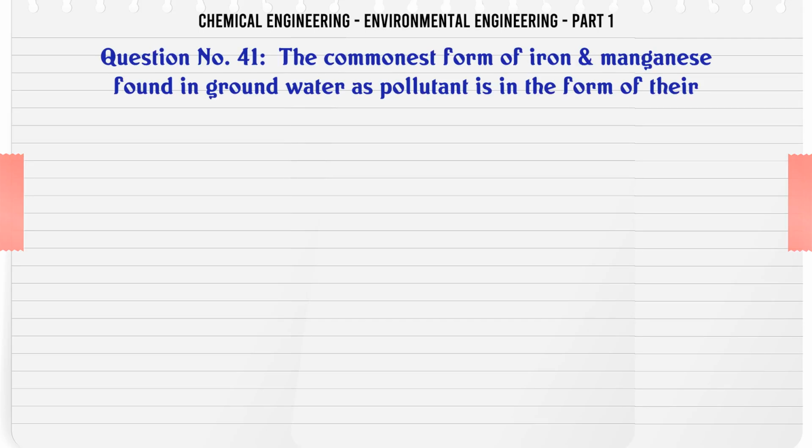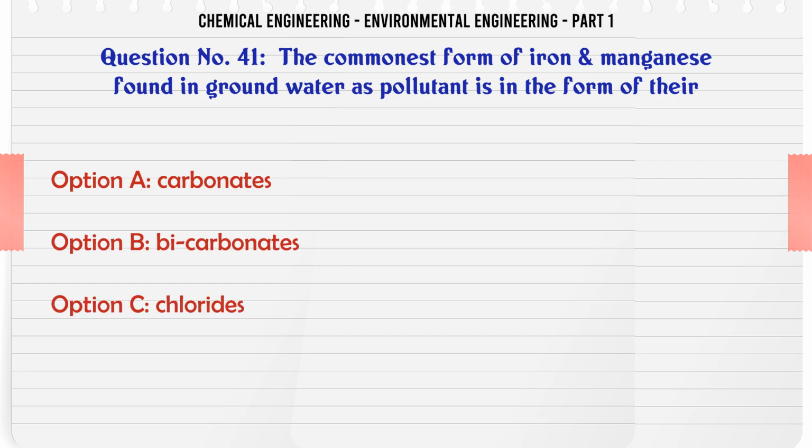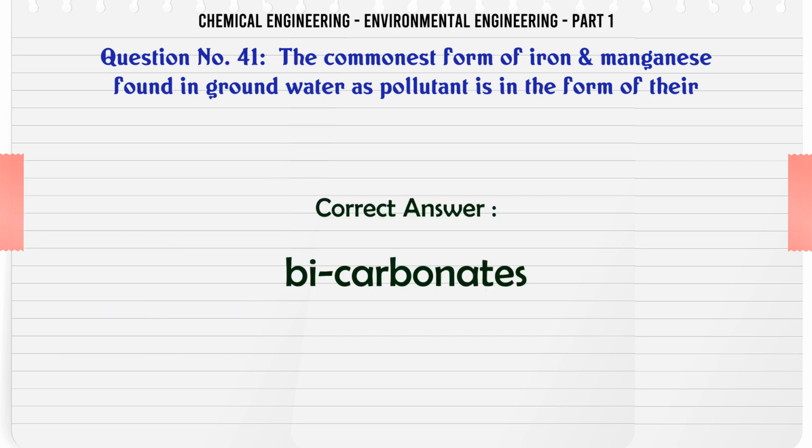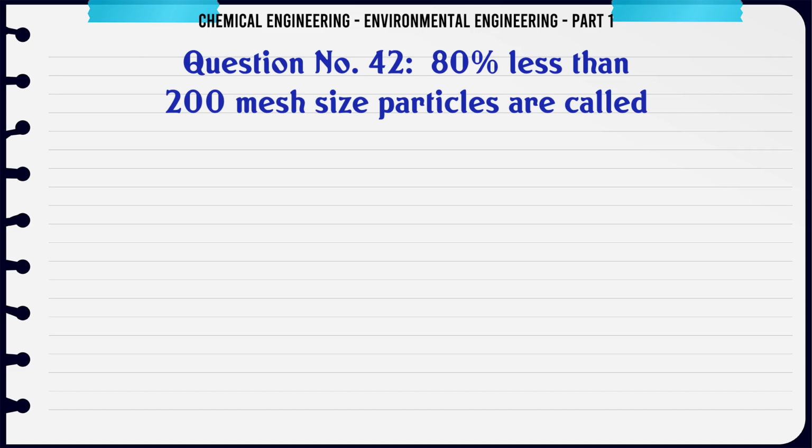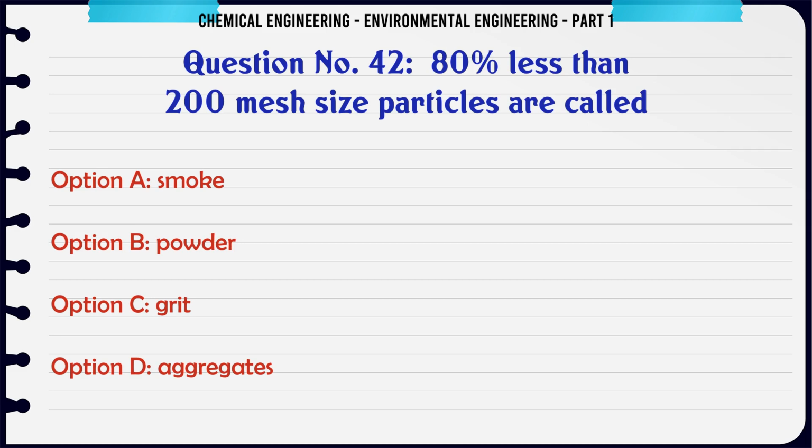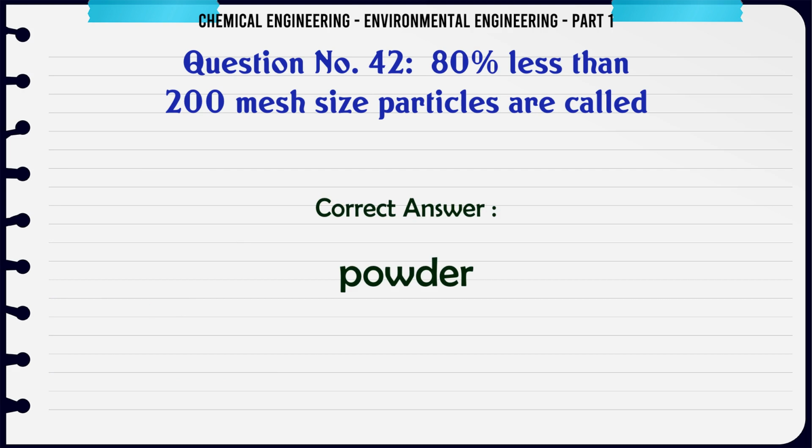The commonest form of iron and manganese found in groundwater as pollutant is in the form of their A. Carbonates. B. Bicarbonates. C. Chlorides. D. Sulfides. The correct answer is bicarbonates. 80% less than 200 mesh-size particles are called A. Smoke. B. Powder. C. Grit. D. Aggregates. The correct answer is powder.